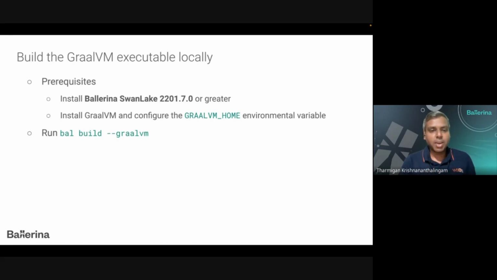So from that command, our Ballerina code will be compiled into Java bytecode, and then the GraalVM native image tool will convert that bytecode into a native executable. As I mentioned earlier, it generates a platform-dependent executable, so it can only run on the machine we are building on. But in the deployment and development stages, we are more concerned about building a native executable for a specific platform and packing it in a container.